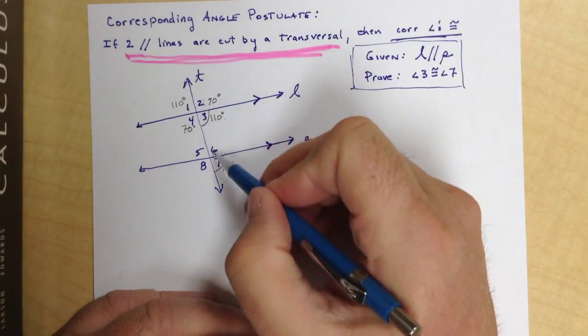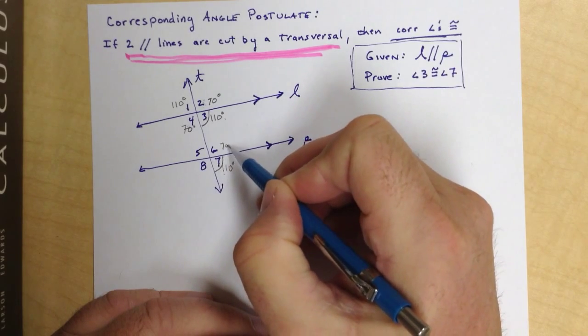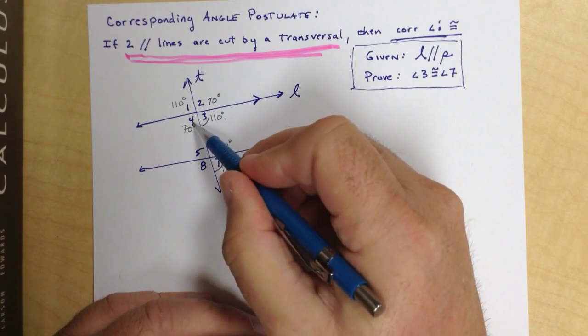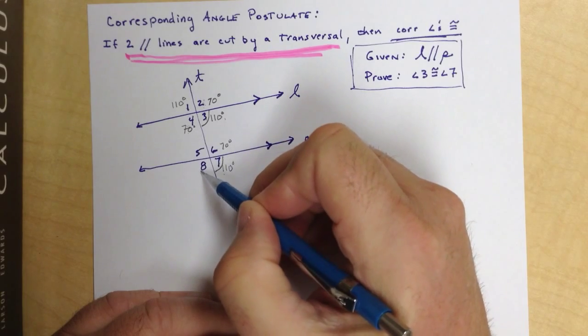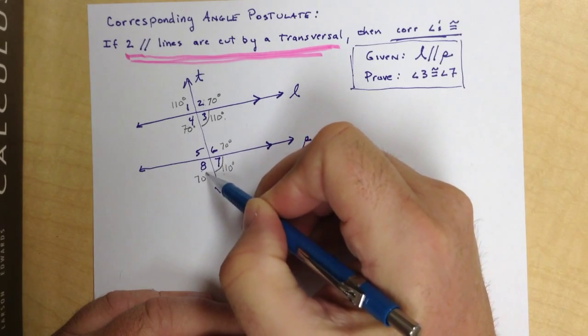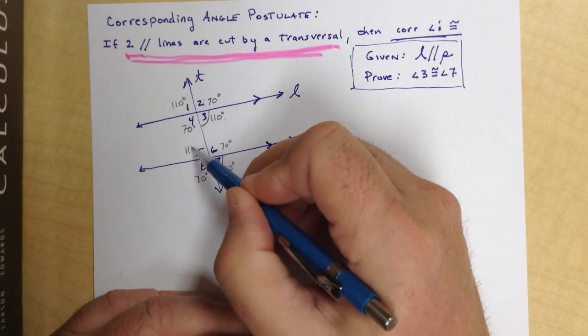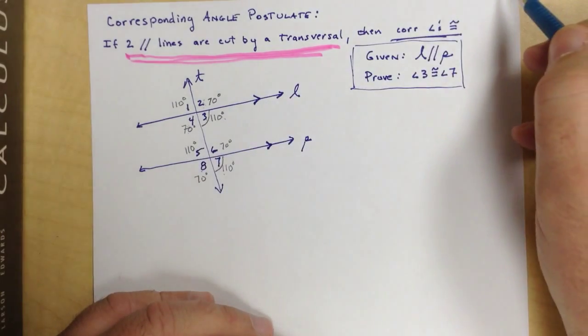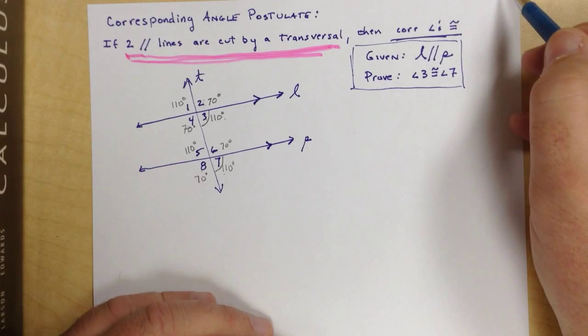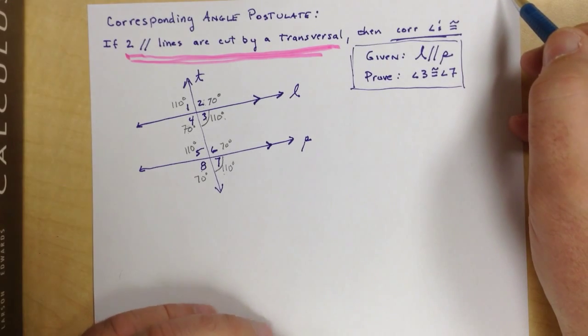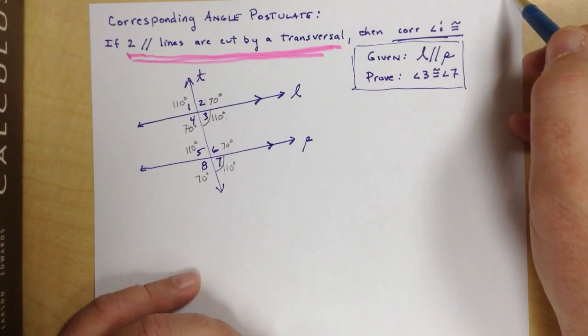If angle 2 is 70, angle 6 is 70. If angle 4 is 70, angle 8 is 70. Angle 1 is 110. Angle 5 is 110. And that's how we apply the corresponding angle postulate.